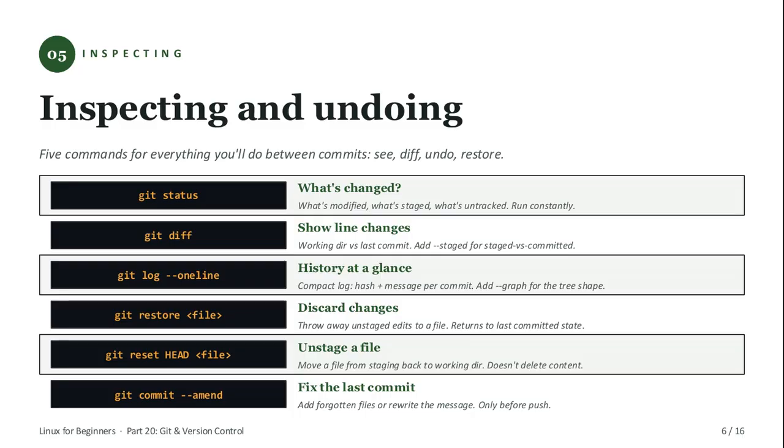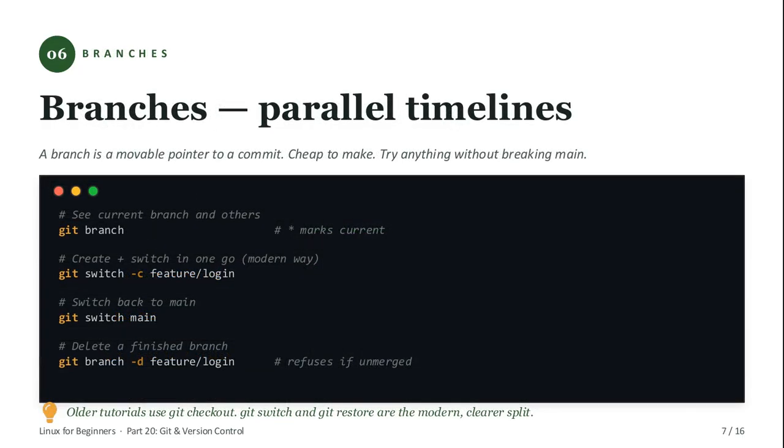And when something goes wrong, you've got three escape hatches. Restore throws away unstaged edits. Reset pulls a file back out of staging without touching its contents. And commit --amend lets you patch up the last commit before you've shared it. Just remember that last one: only before push.